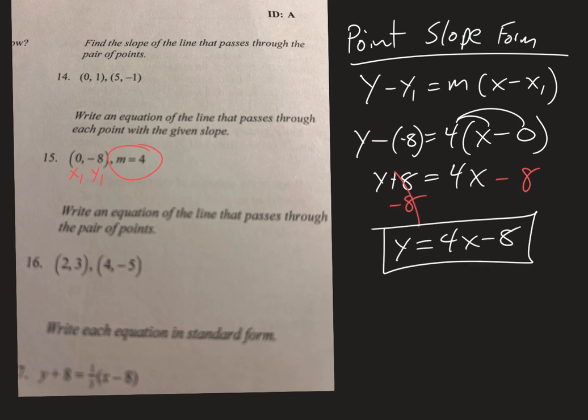This is called slope intercept form. And this is the one that you're probably most familiar with. It looks like this: y equals mx plus b, where b is your y-intercept. There you go.